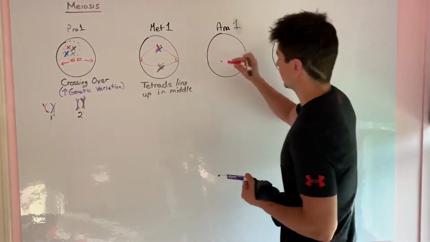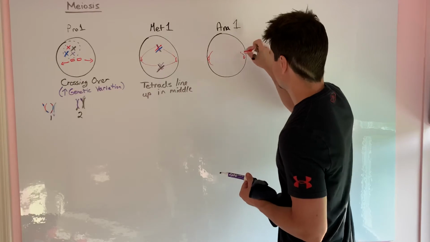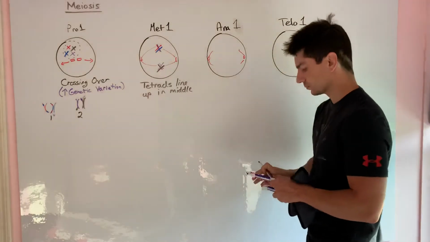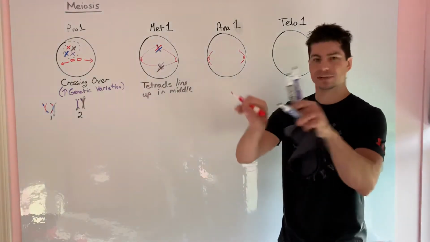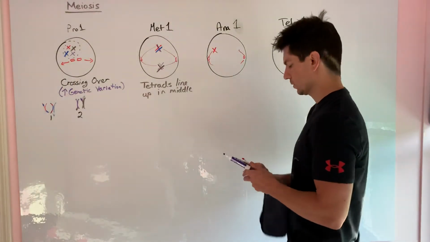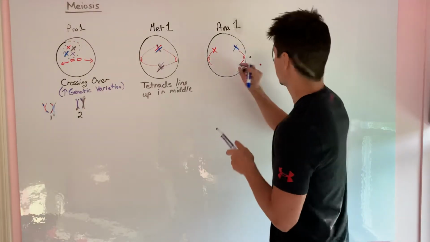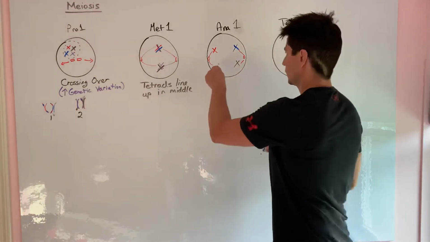Next one, anaphase. We're going to start to reel it in just like we did in mitosis. But instead of separating into the chromatids, we're going to stay as our X's here. There's that one there. That one there. Boom.